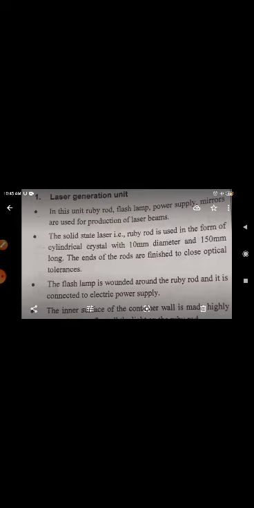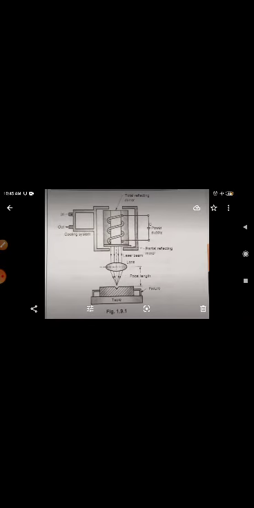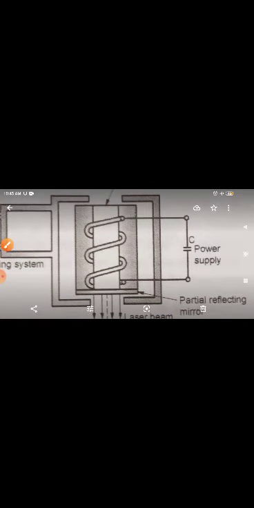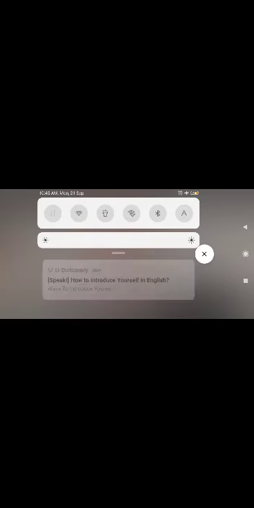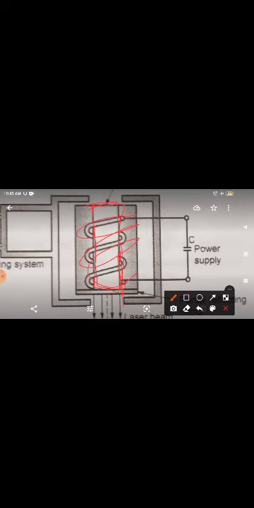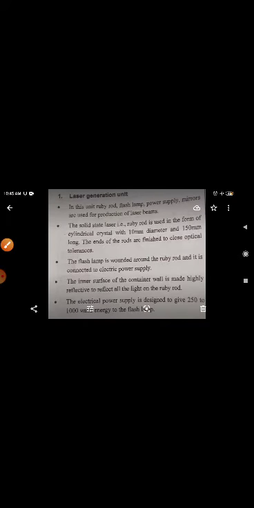Okay, you can see this is the ruby rod. It has 10 mm diameter and 150 mm length. The winding is provided on it. This is the ruby rod which is used for generating monochromatic laser beam. Okay, now let's start with this again. 10 mm diameter and 150 mm long. The ends of the rod are finished to close optical tolerance.